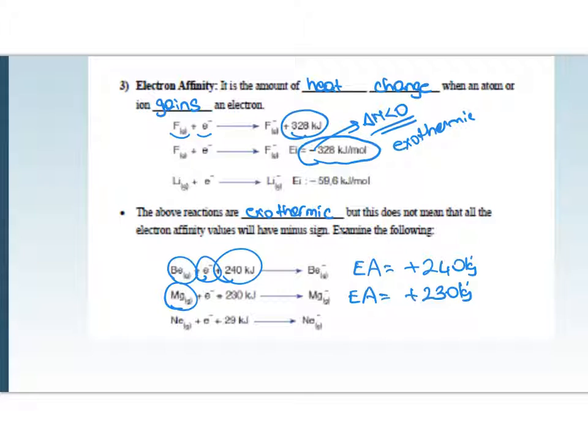And neon, this is a noble gas. It really has a small tendency to gain an electron. It needs 29 kilojoules to gain that electron.